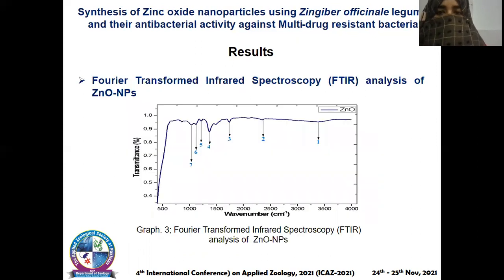The next one is FTIR. FTIR analysis determines the presence of biological molecules, specifically functional groups present in the plant extract of Zingiber officinale. This analysis clearly determined the link of plant metabolites to the synthesis of zinc nanoparticles, that the positively charged zinc ions and negatively charged biomolecules are responsible for the bond formation between these groups and zinc ion.